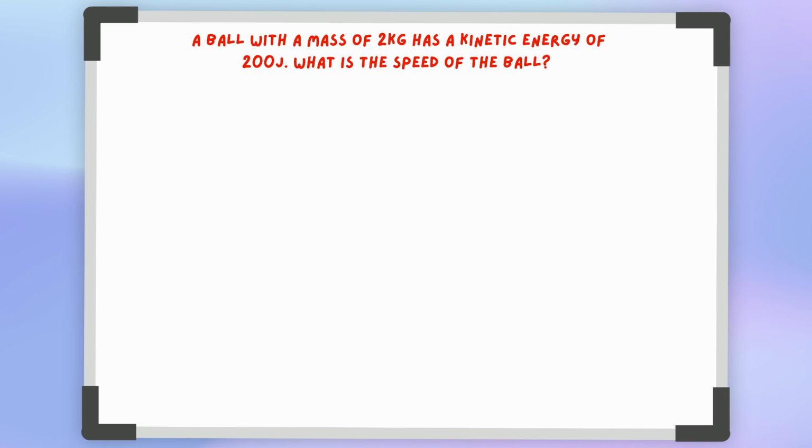Let's look at one final question. A ball with a mass of 2 kilograms has a kinetic energy of 200 joules. What is the speed of the ball? First, identify the given quantities. The mass is 2 kilograms and the kinetic energy is 200 joules.